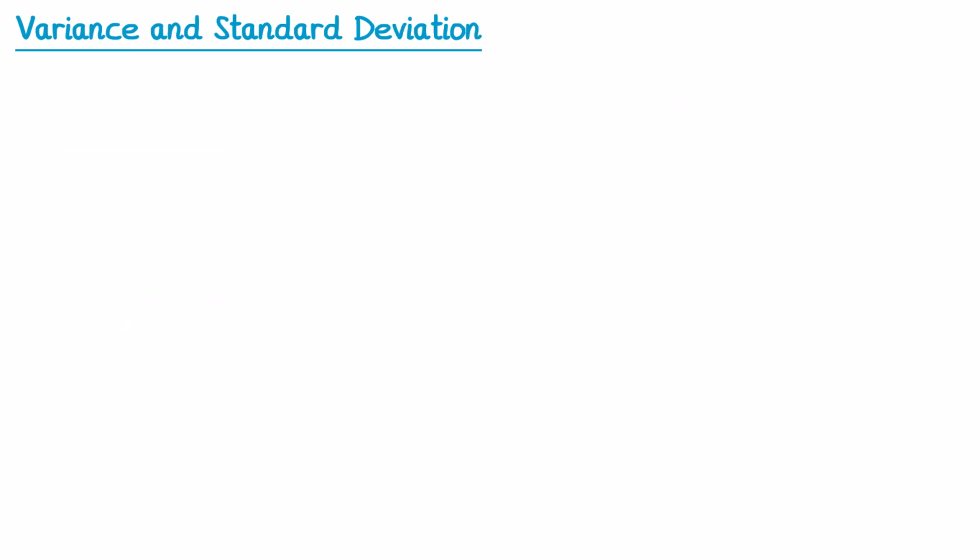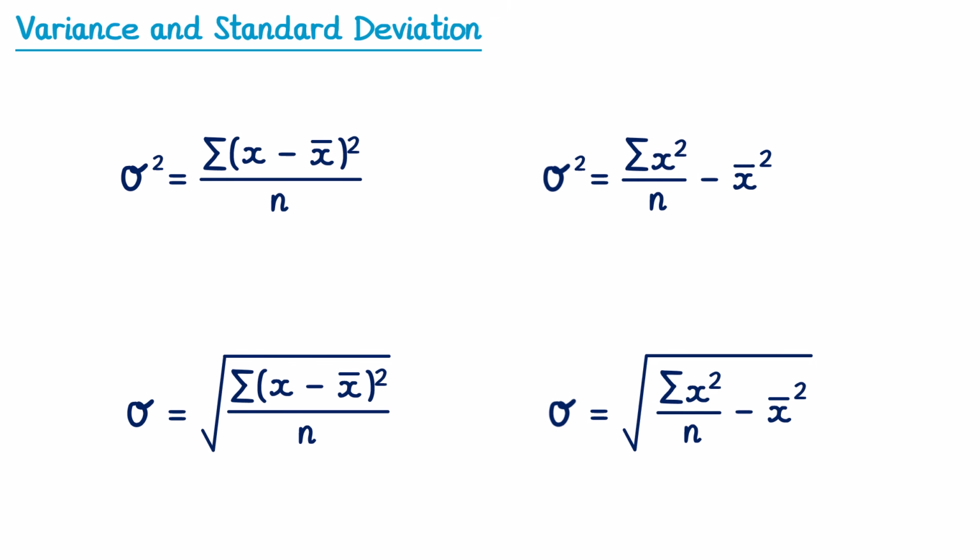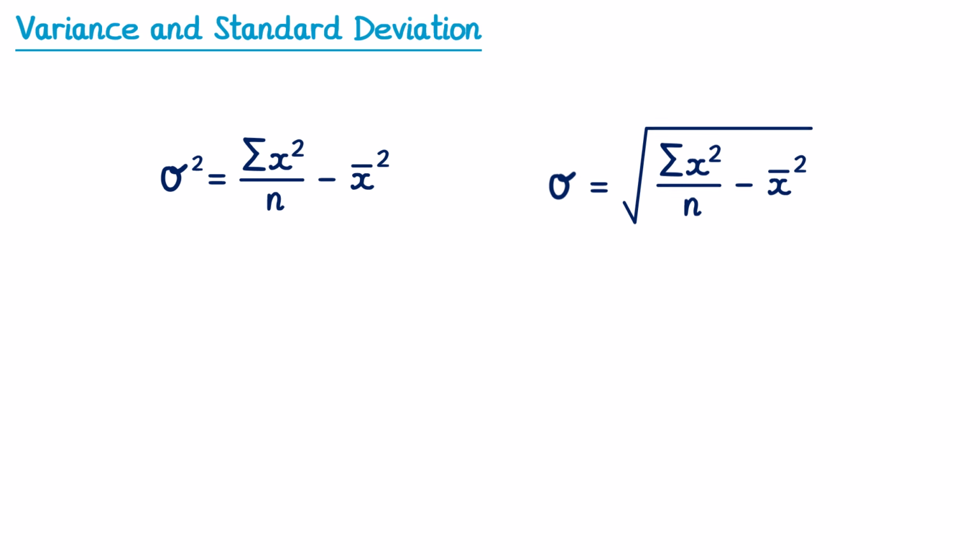So far, when working out the variance and standard deviation, we've used this formula here for the variance and this one here for the standard deviation. There's actually an alternative formula that you could use, and it looks like this for the variance and this for the standard deviation. In some situations, these new formulas are actually easier to use.